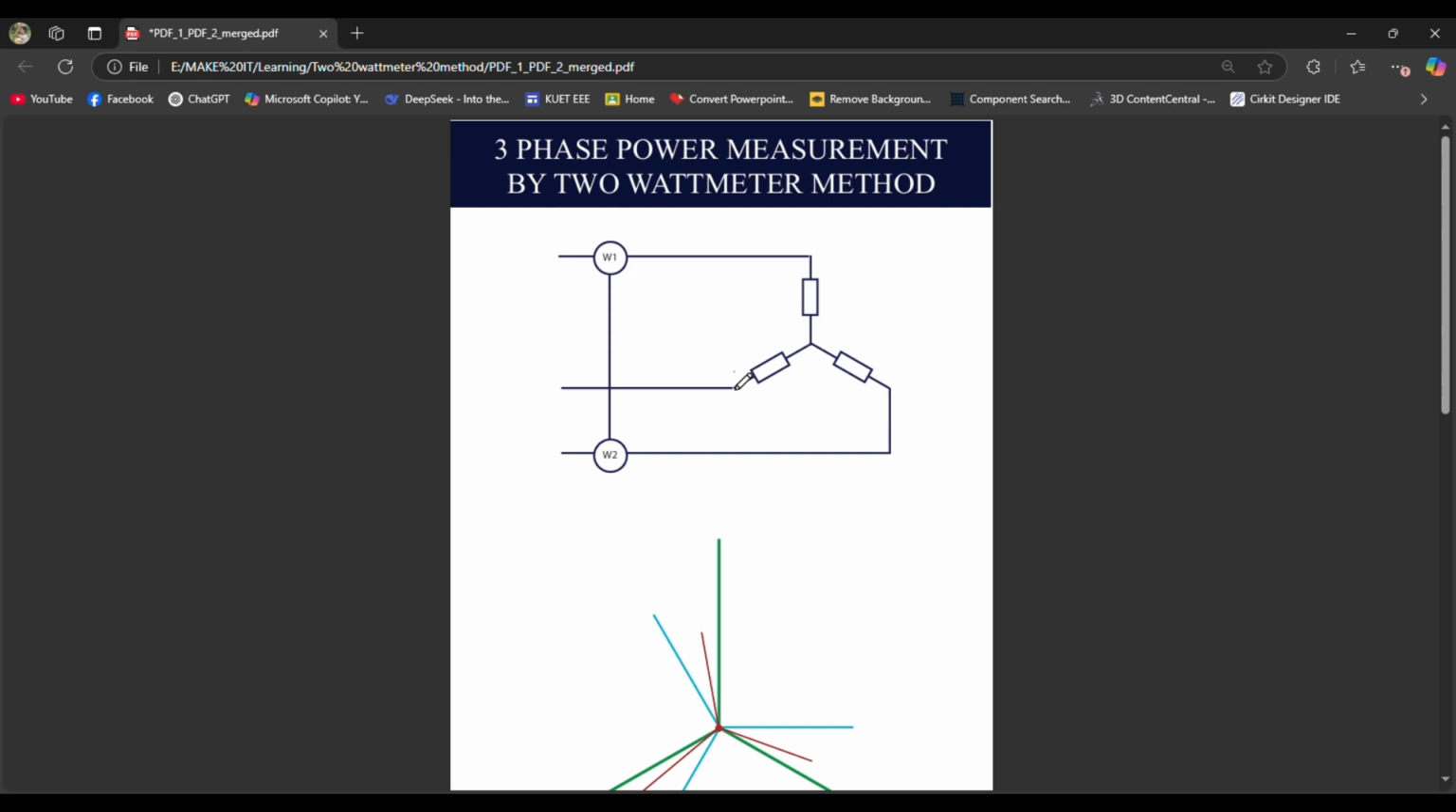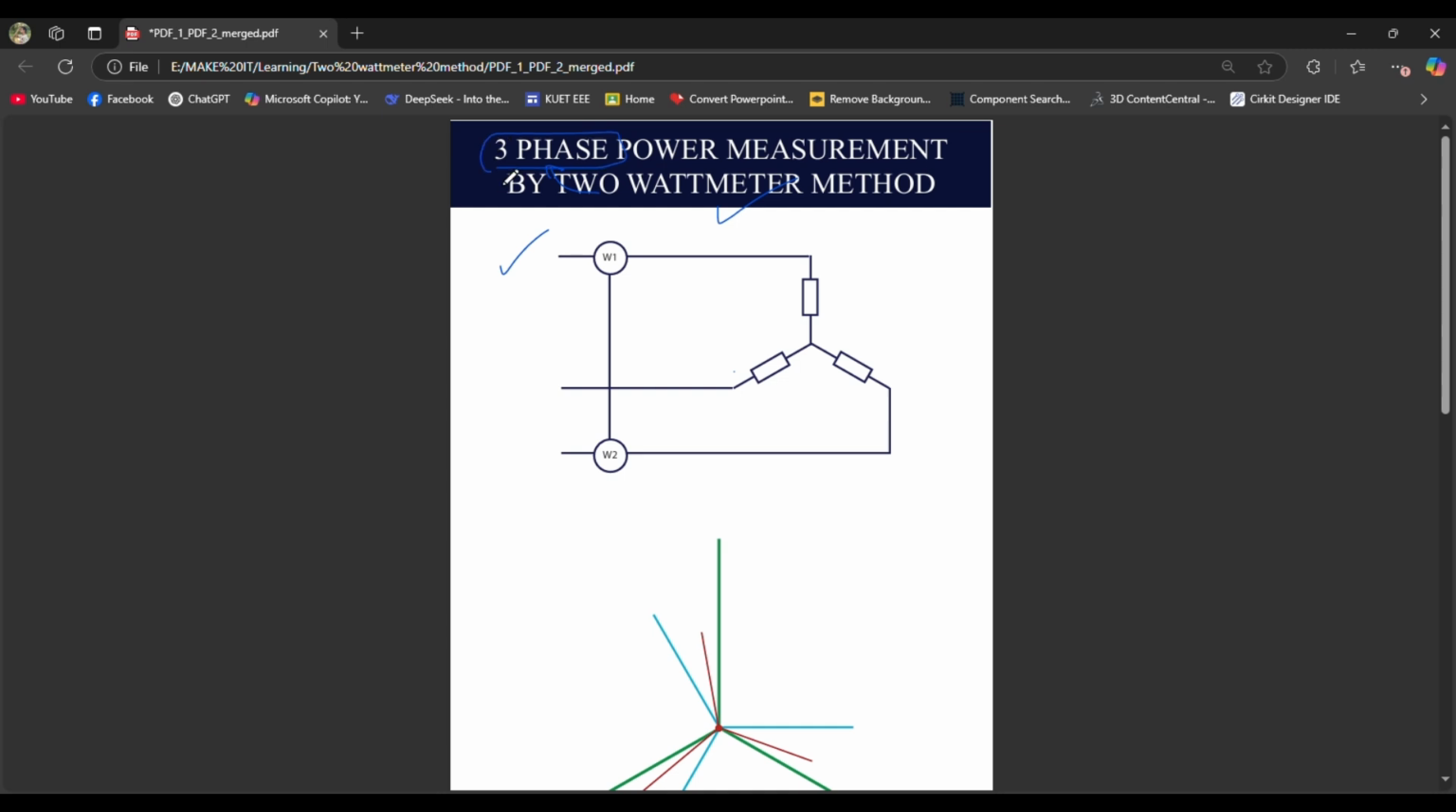In this video, I am going to talk about three-phase power measurement by the two-wattmeter method. From the title of this topic, we can understand that we will use two wattmeters to perform this experiment. Okay, and the system is three-phase.